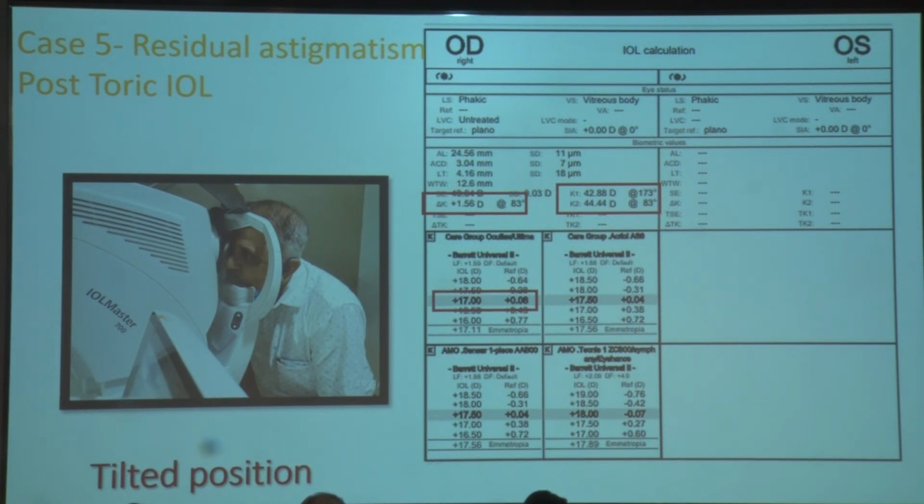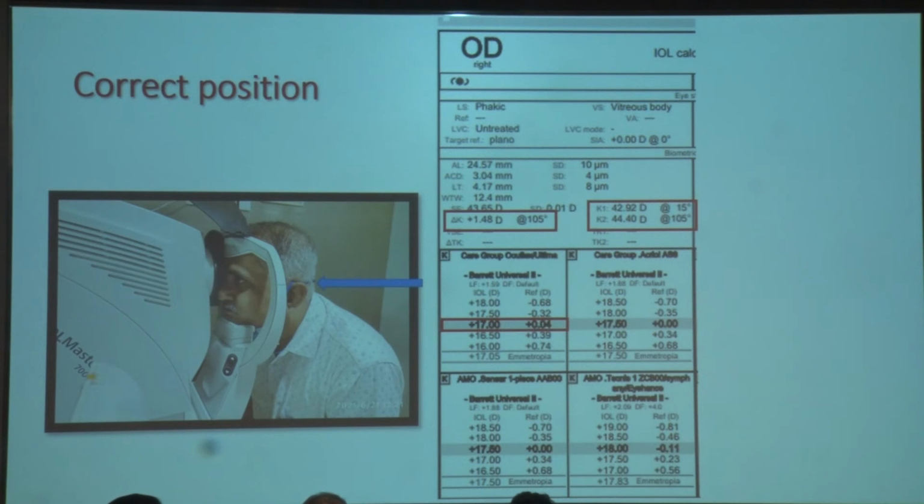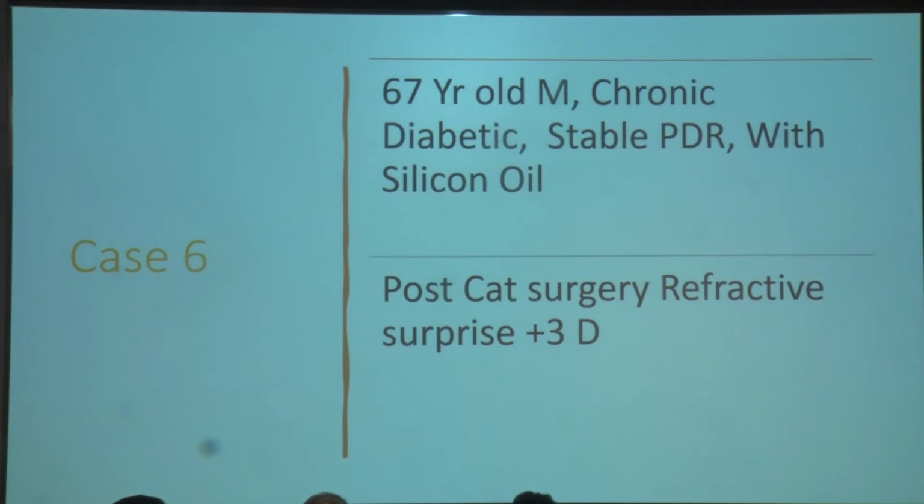Now, this was another patient, residual astigmatism post-toric IOL. What is important is not just the fixation, but also the position of the head. If it's a tilted position like this, you would get an astigmatism of say 1.56 at 83 degrees, and with the correct position 1.48 at 105 degrees. You're already off by 30 degrees. So you have to be very, very careful.